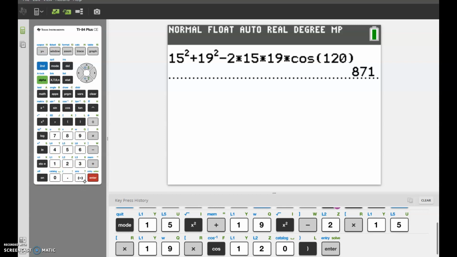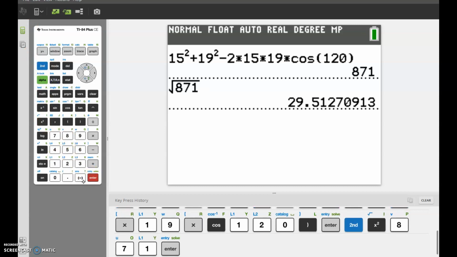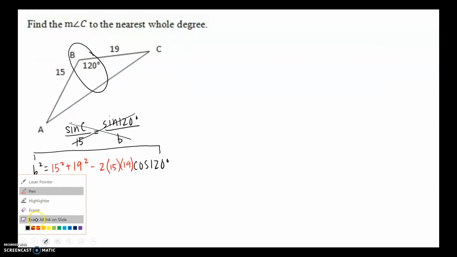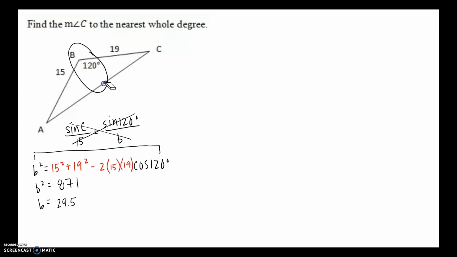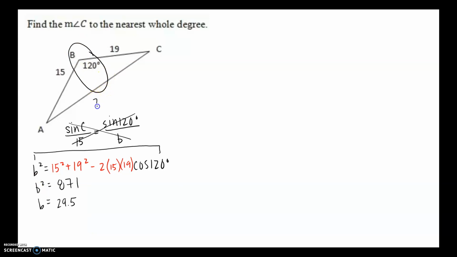871. Hopefully you're saying to yourself, this doesn't make sense. If my other two side lengths are 15 and 19, 871 doesn't make sense. Don't forget that you have to take the square root of that value. So then my third side would be 29.5. Okay, so now I'm going to erase this. Okay. Now I know that this side length is 29.5.